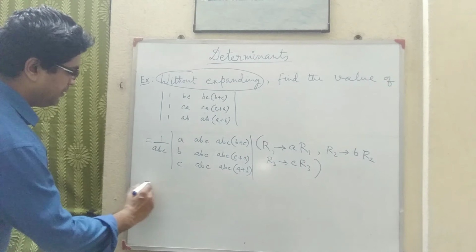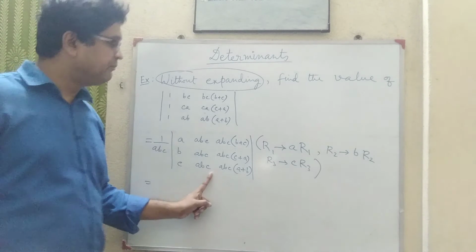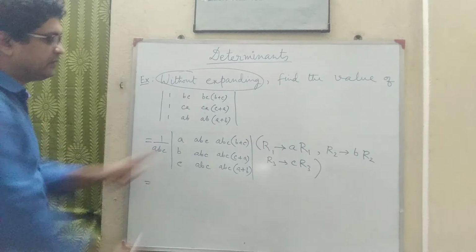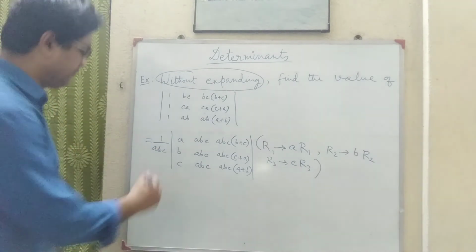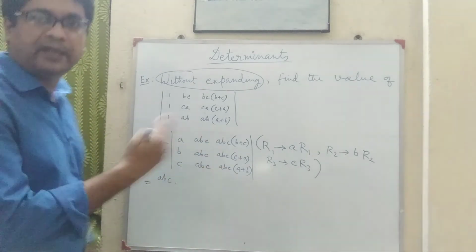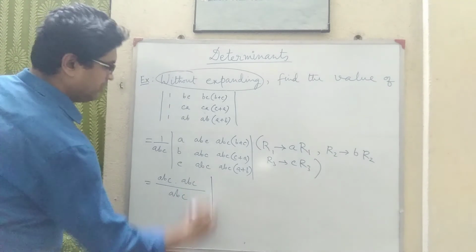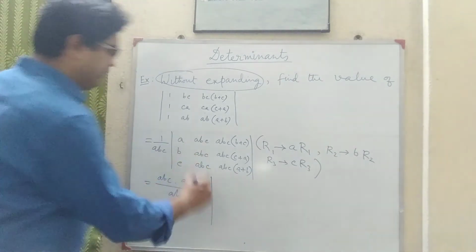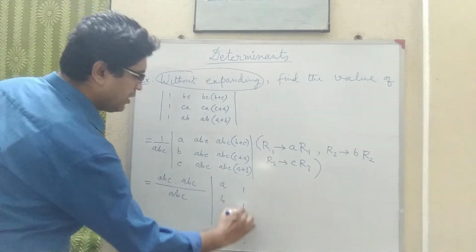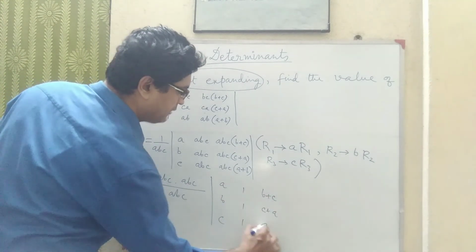Okay, now you see that in the second column and in the third column there are all ABC. So from the second column we can take ABC out, and also from the third column we can take ABC out as common. So after taking out ABC, we have ABC times the determinant with 1, 1, 1, B plus C, C plus A, A plus B.